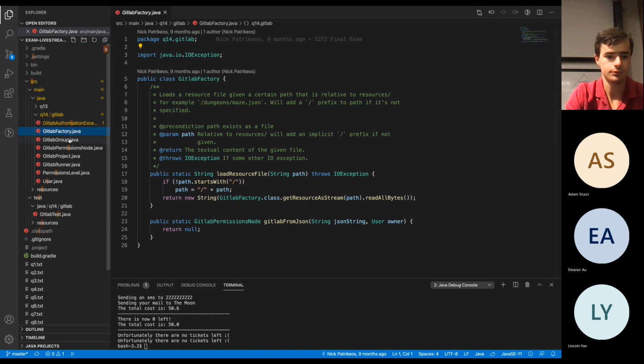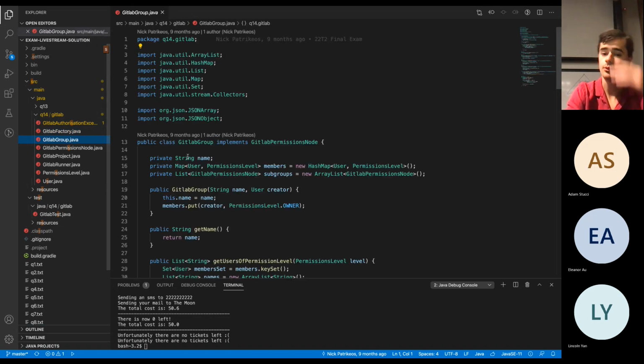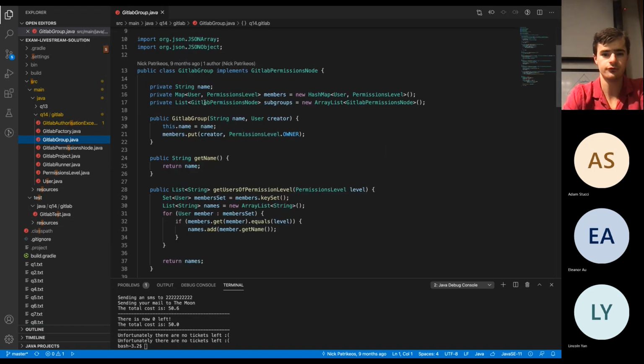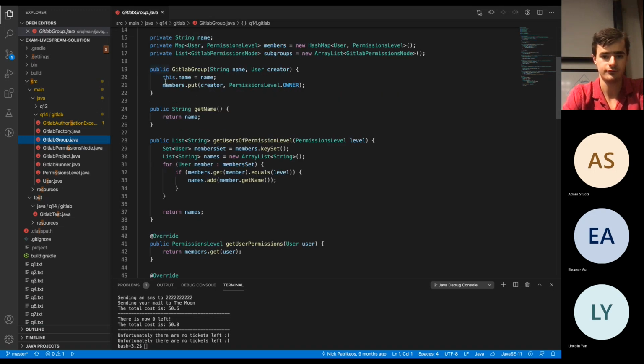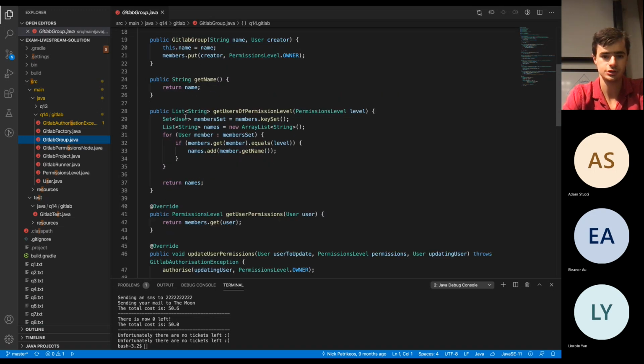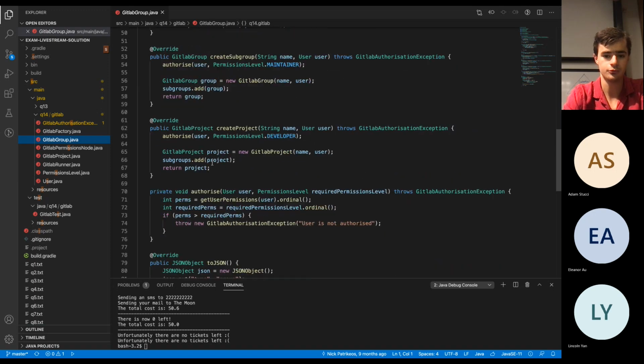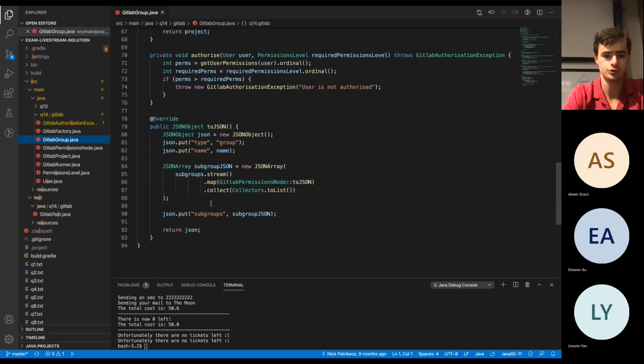Okay, maybe that's important. GitLab group. All right, well, we talked about a group in the spec. Let's have a look at this. Okay, a group has a series of members, subgroups. We can have a creator, get users of permission level. All right, looks fine. Update user permissions, create subgroup, create project, authorize, to JSON.